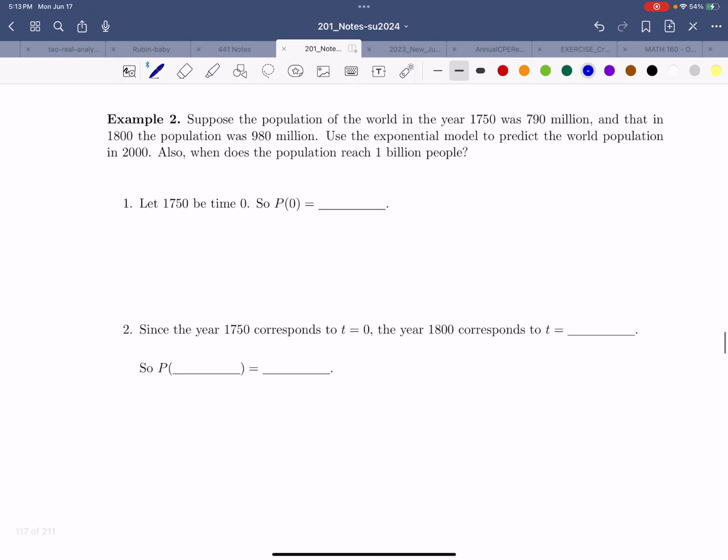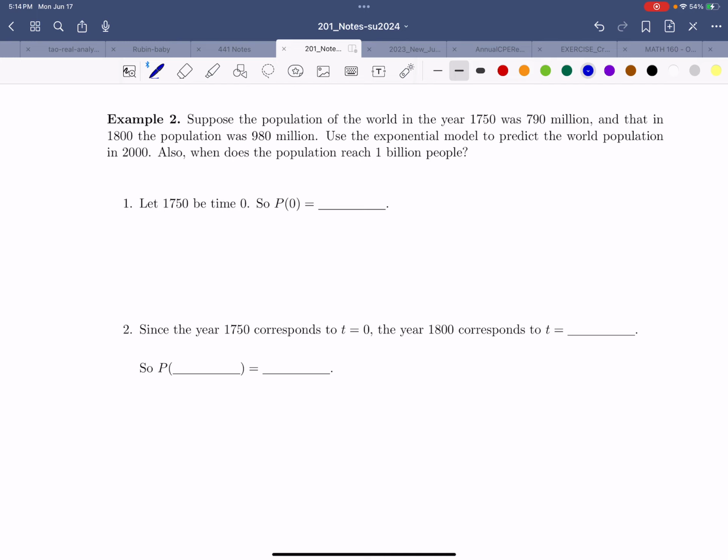All right, so let's look at example 2. Suppose that we have a population model. We want to model the number of people in the world and use it to predict the future population. Suppose that we know that the world population in 1750 was 790 million. Then in 1800, it went up to 980 million. Can we use an exponential model to predict the population in 2000? Also, when does the population reach 1 billion people?